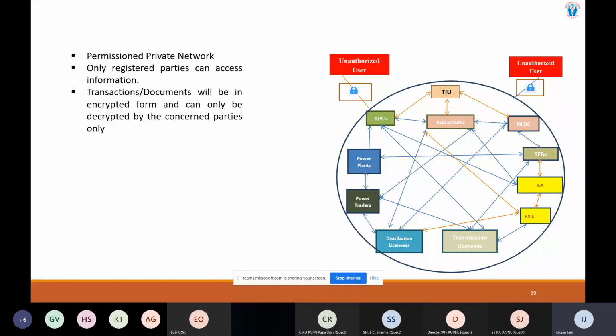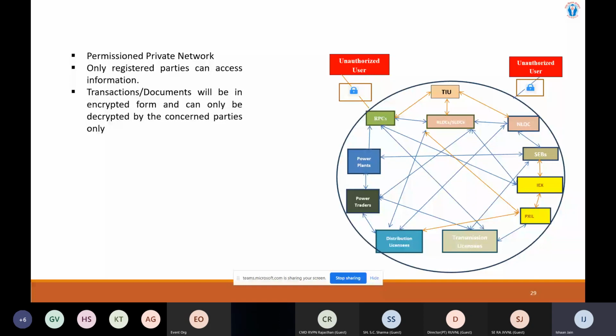How this can be framed in power sectors: basically, unauthorized users are not allowed in this. It is a permissioned private network, and there the electricity consumption is not much for doing any transaction. If you have a permissionless network, then you need more electricity consumption, and more fraudulent cases may happen. But in this closed network, these are not possibilities.